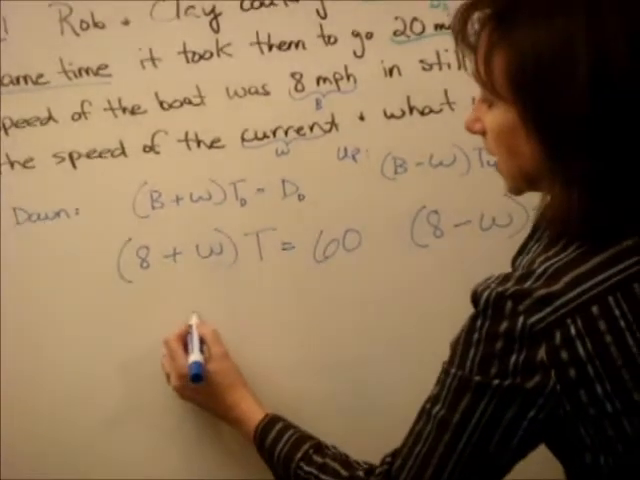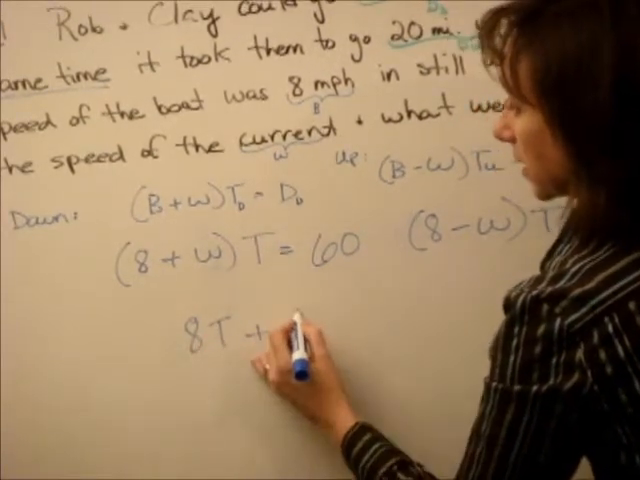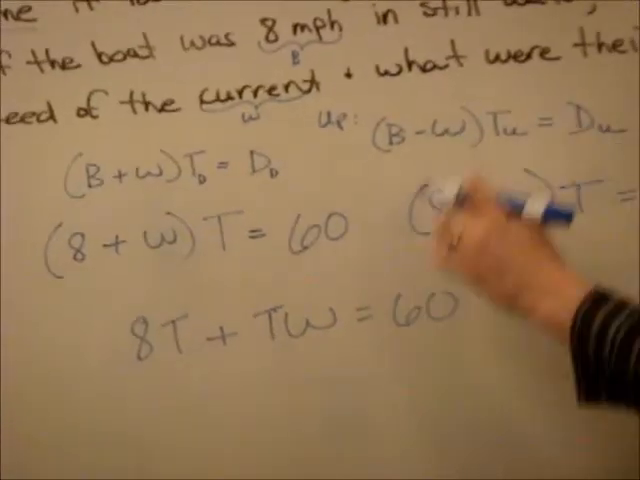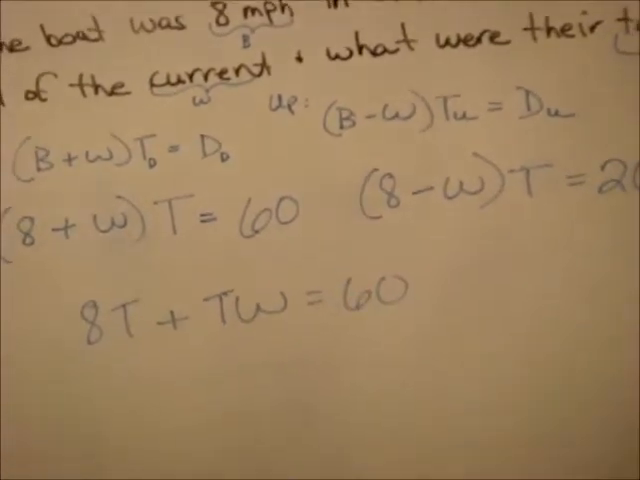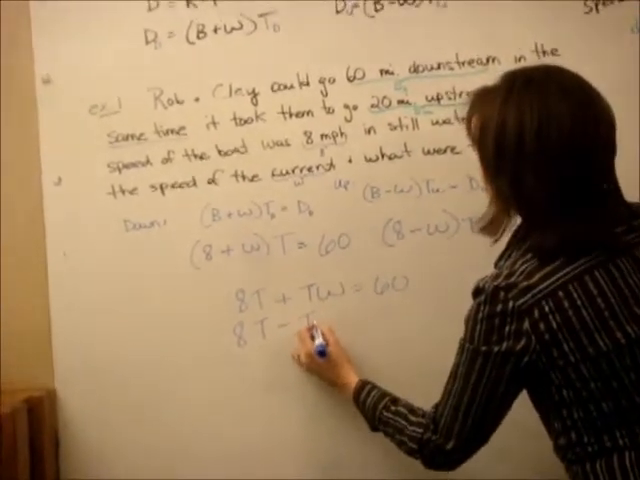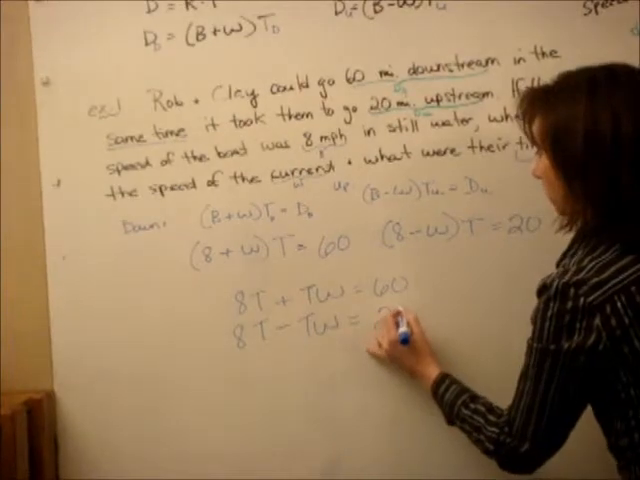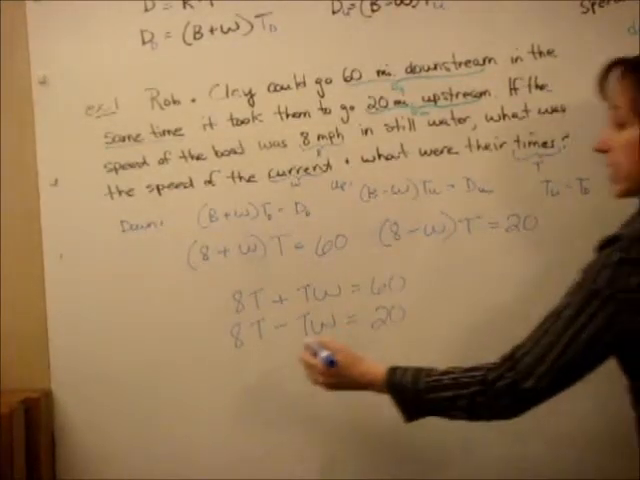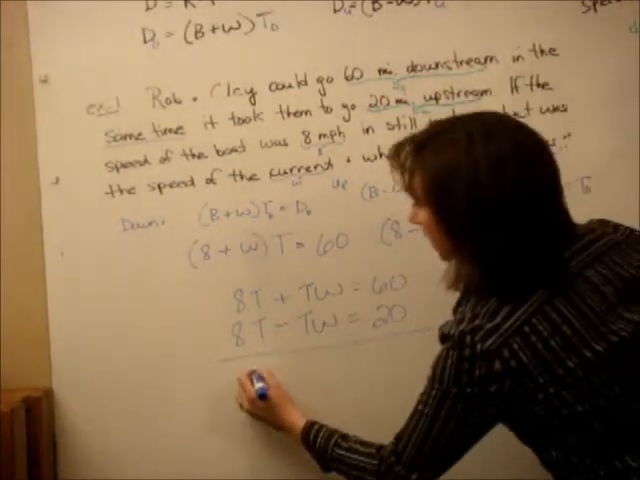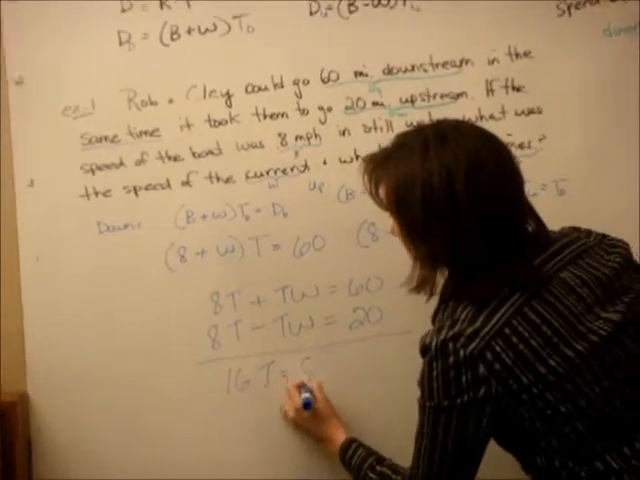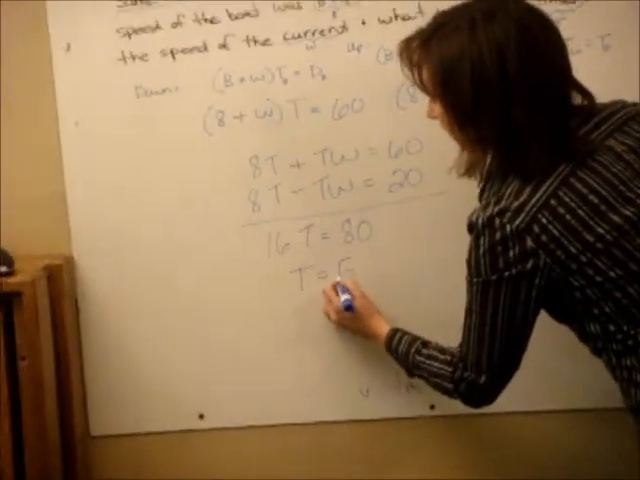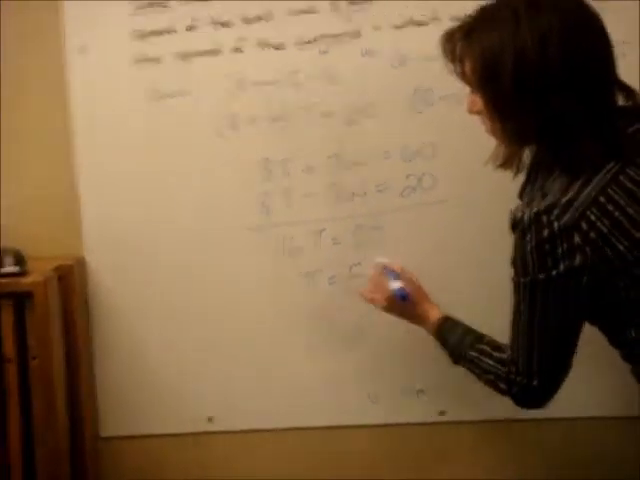So I'm going to distribute the T, so we get 8T plus TW equals 60. And I'm going to distribute the T here, and put it right under so we can go right to elimination: 8T minus TW equals 20. So just distributed, line them up, and this one works out real easily because they eliminate quickly. So we get 16T equals 80, and we get the time equals 5 hours.